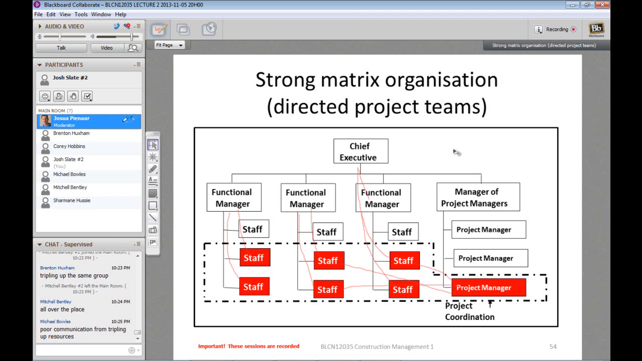All right, so there we can see that's why we call this one a strong matrix organization. You can see it's been a long day as well. A strong matrix organization, making our project manager more successful, stand-up type of guy.